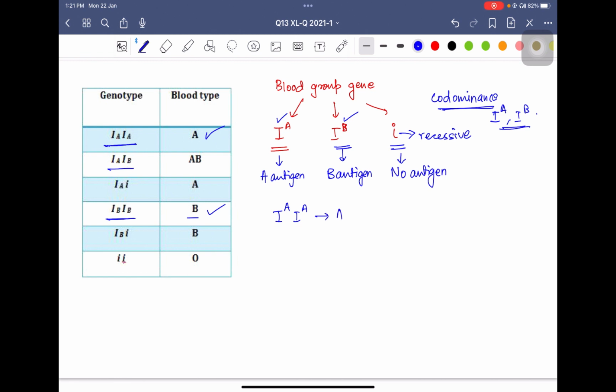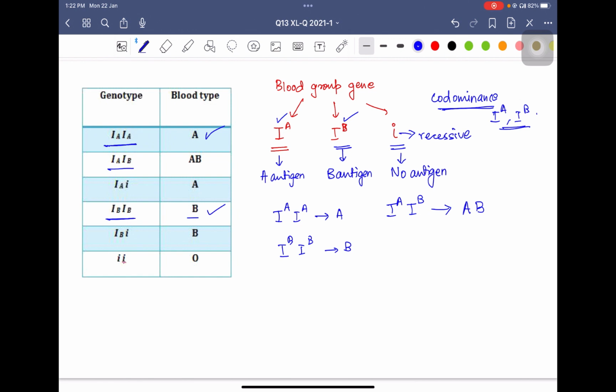IA, the blood group will be A. IB, the blood group will be B. Now the question is when the two alleles are IA and IB. So why am I telling that these two alleles are codominant? Because this person will produce A antigen as well as B antigen, both. Because these two alleles are dominant together, they will be expressed together dominantly. So this person will have blood group AB, because the RBCs will contain both the surface antigen A and B.